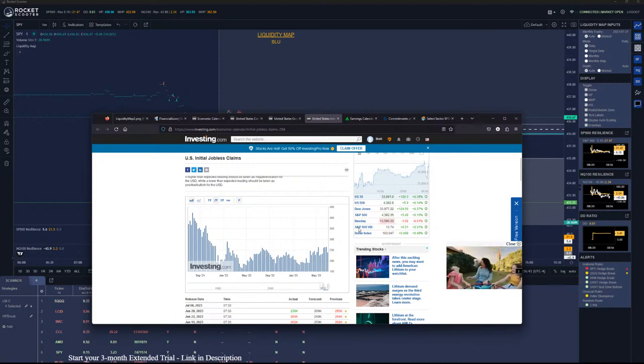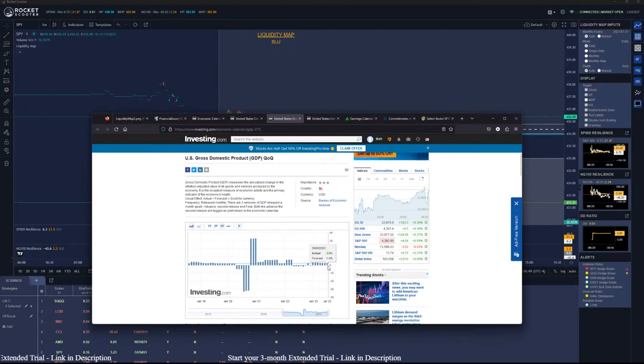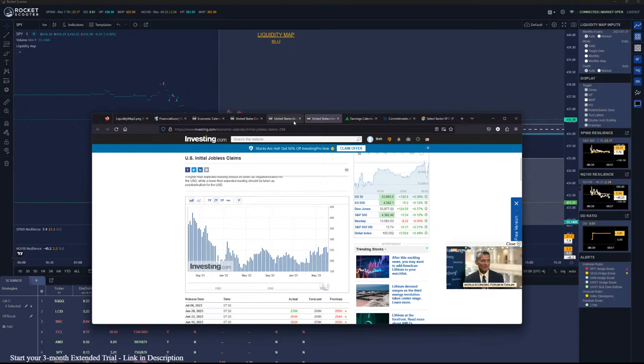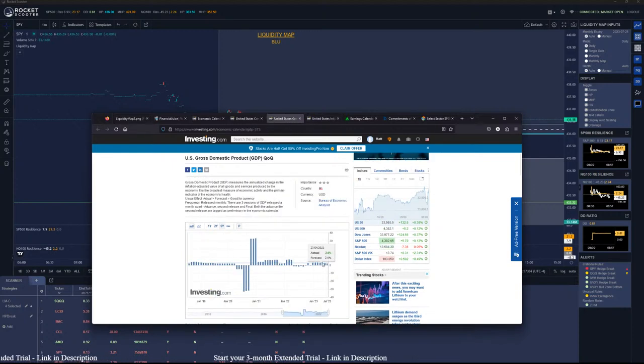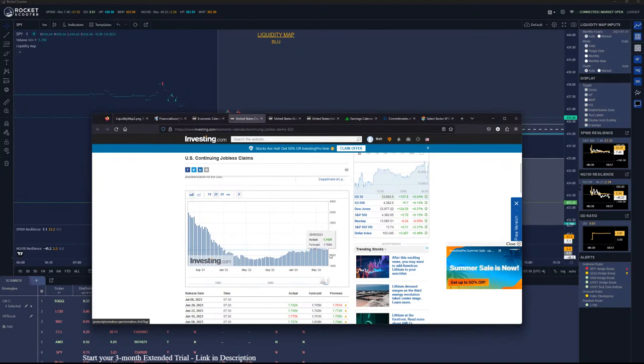Jobless claims coming down. Fewer people are getting fired and laid off. GDP quarter over quarter growth is a positive growth rate, which means we're growing the economy. People are getting work. Fewer people are losing their jobs, and the JOLTS were actually going up as well. So more job openings, jobs are being created. Fewer people laid off. We're growing our GDP.